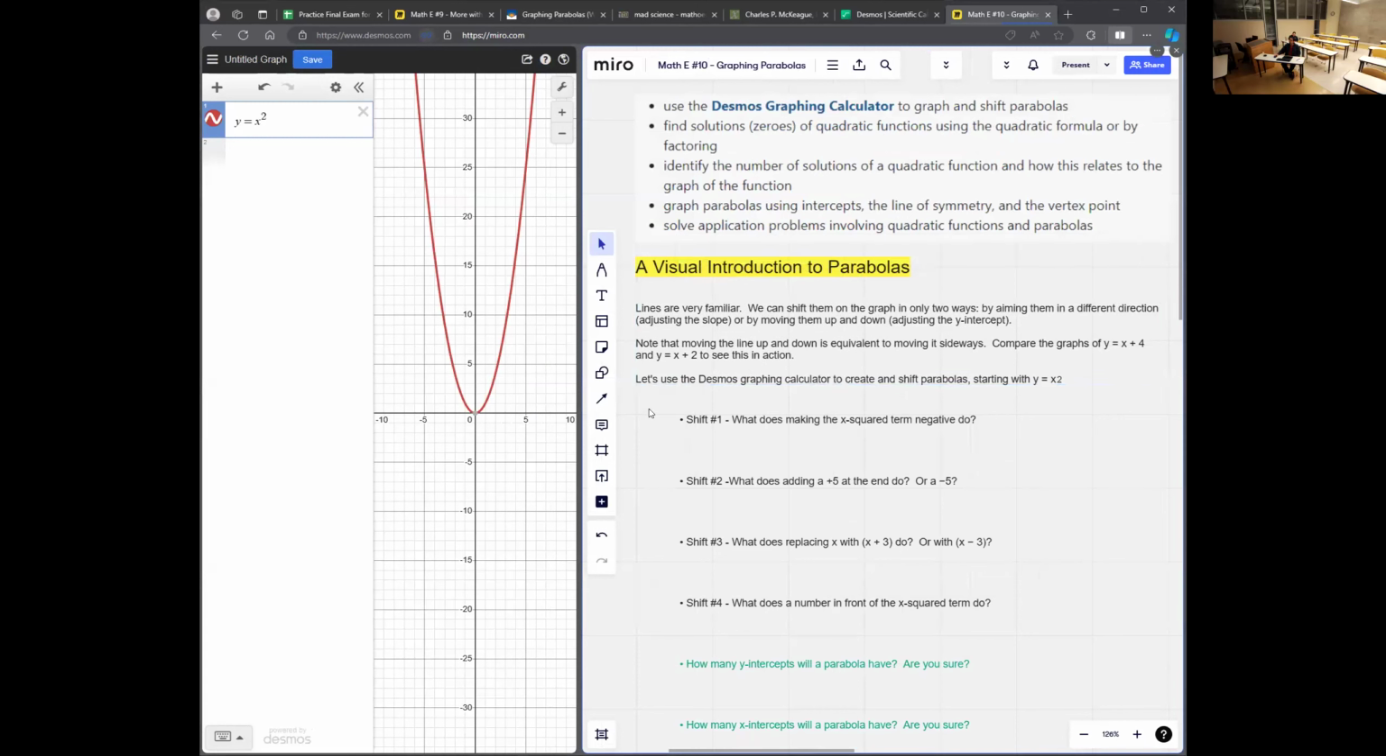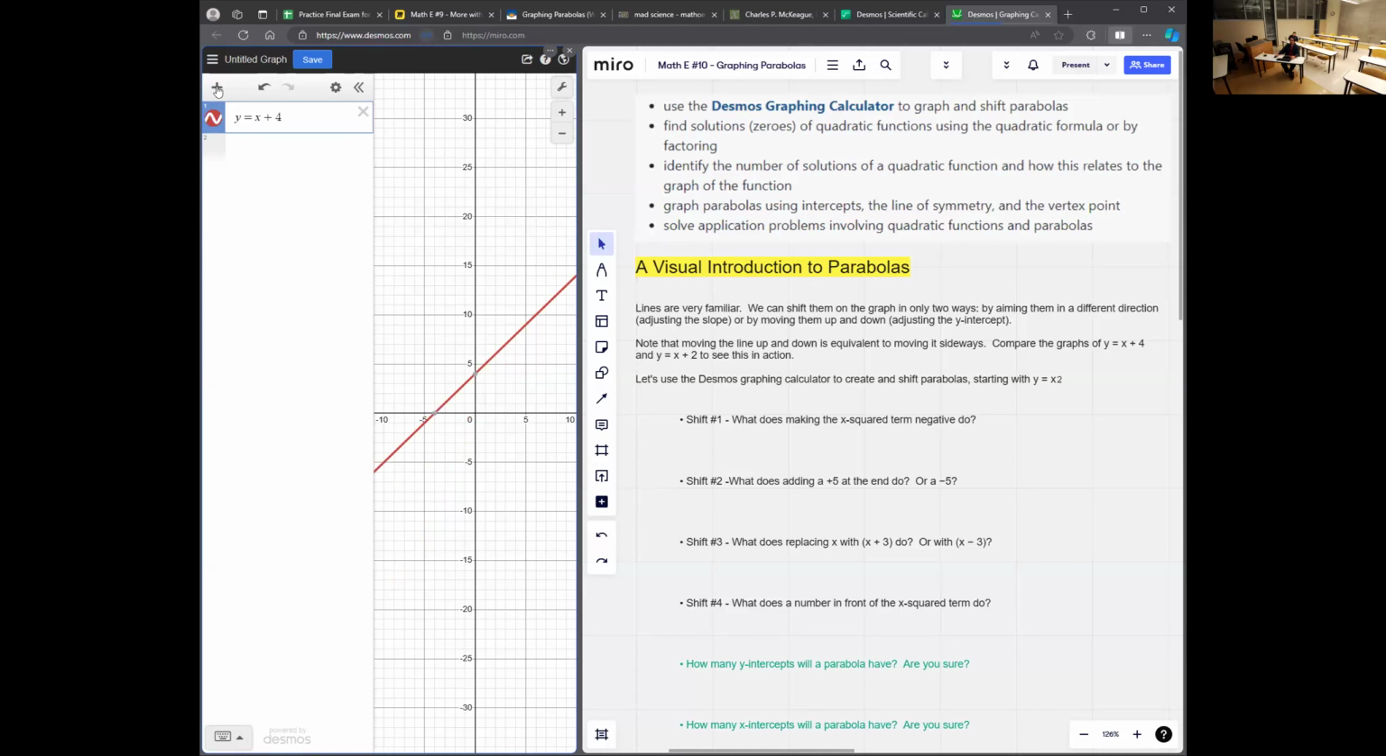As it says in this box, lines are very familiar. If I have a line, then there's really not much I can do with it. I can shift it on the graph in 2 ways. I can move the line up and down, or I could aim it in different directions. And aiming it adjusts the slope. If I had y equals x, there's my line. And if I made it y equals 2x, it gets steeper. And if I made it y equals 1/2 x, it gets shallower. Or I could make it go up, like +4 moves the y-intercept up 4.